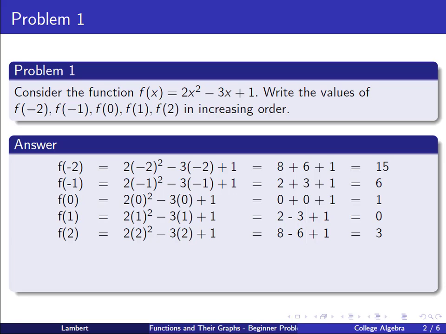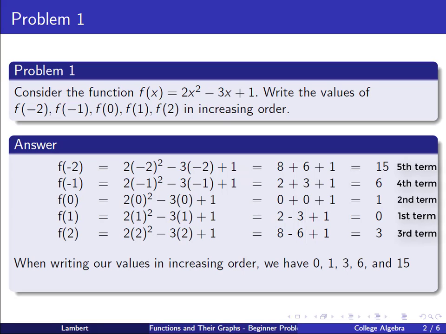Now we need to put these in increasing order. So you start with the smallest number, and then we build to the largest. So let's look at the values on the right-hand side here. So we have the smallest would be 0, then 1, then 3, then 6, then 15. So if we were writing those in increasing order, 0, 1, 3, 6, and 15. But notice the problem originally tells us f of negative 2, f of negative 1, f of 0. So we have to find all those associated values.